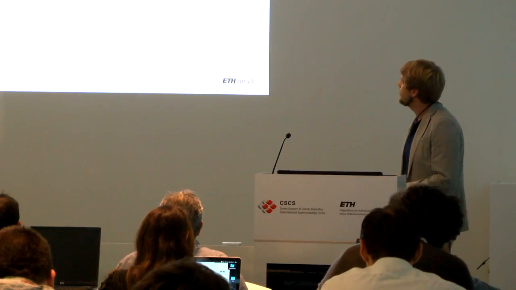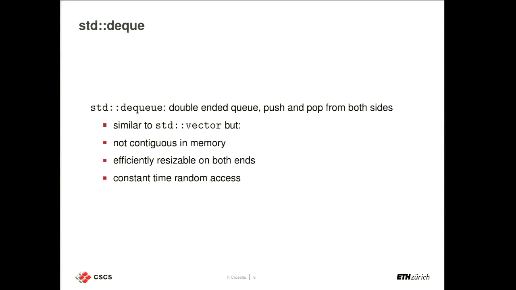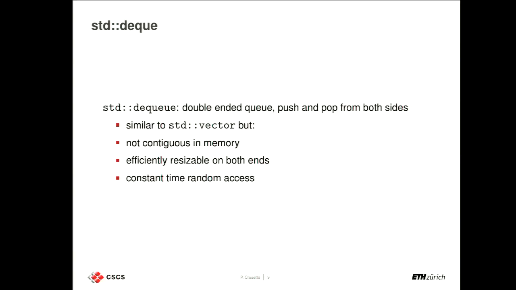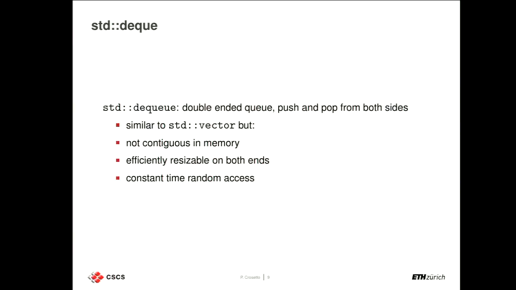So std::deque is a double-ended queue. It's similar to std::vector, but it's fast also to insert at the beginning. So not only pushing and popping at the end, but also at the beginning. It is not necessarily contiguous in memory. It is contiguous in memory, but then if you add something at the front, at the beginning, then it might allocate another buffer in another place.